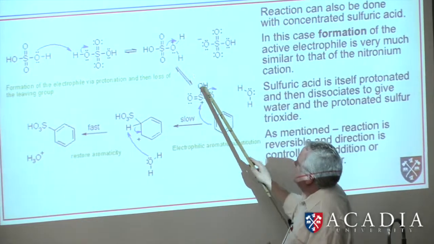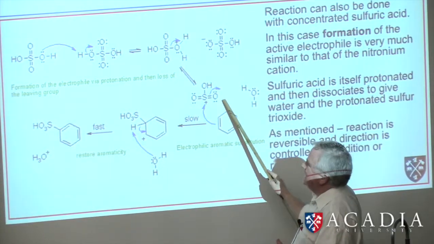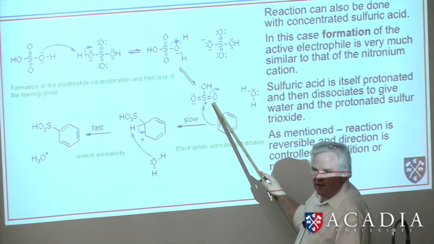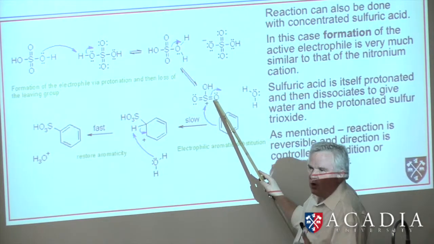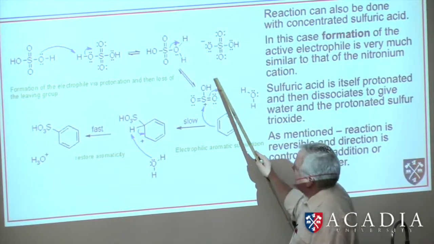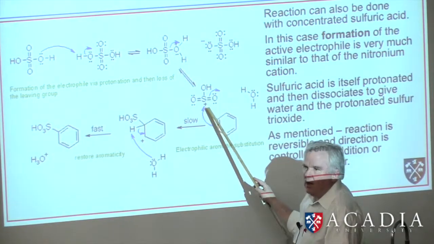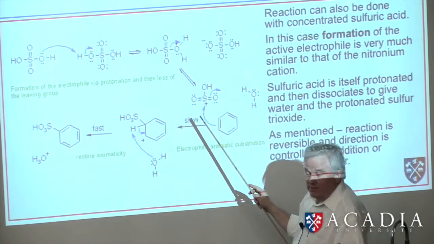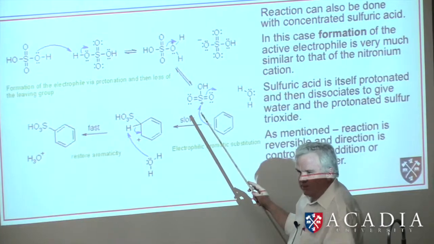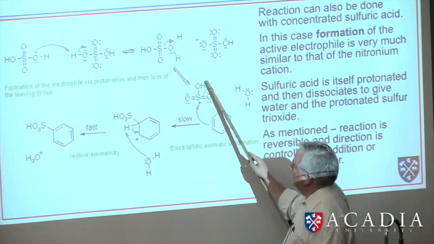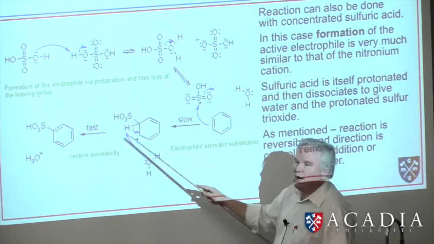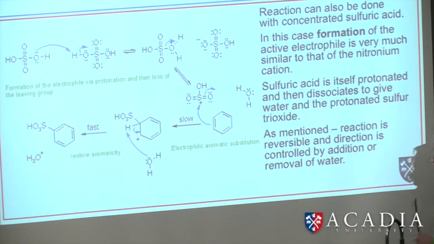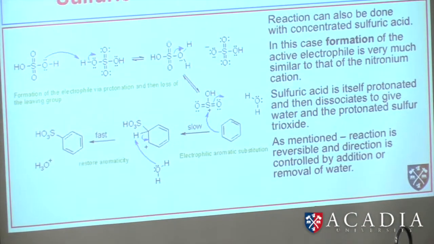This thing can then kick off water, and there we go, we get the same electrophile that we had in the previous one. Okay, so under concentrated conditions, this is how we form that electrophile. Under sulfur trioxide fuming acid conditions, it's sulfur trioxide itself that gets protonated. This thing is the electrophile, and then the reaction is the same.